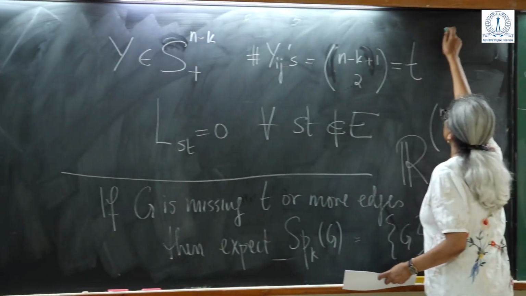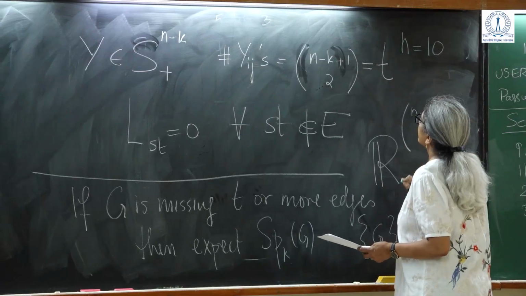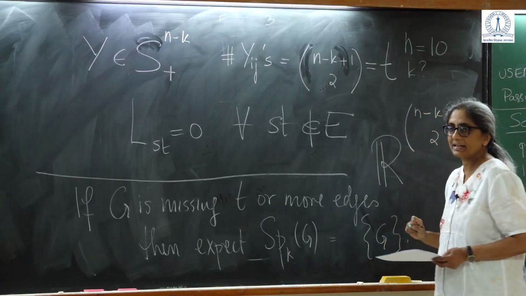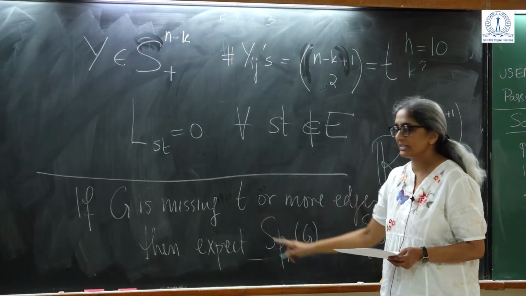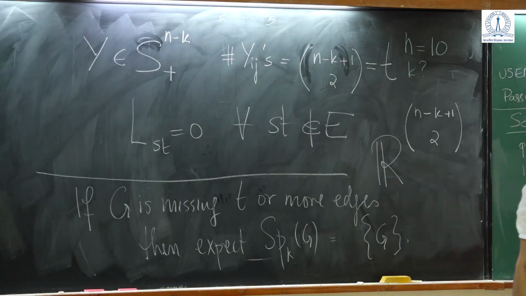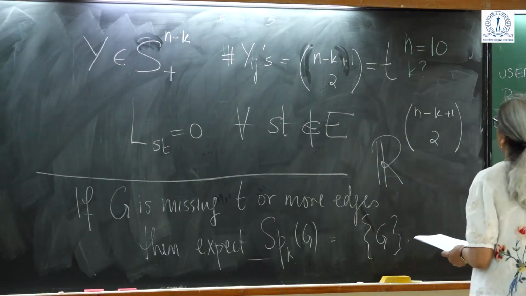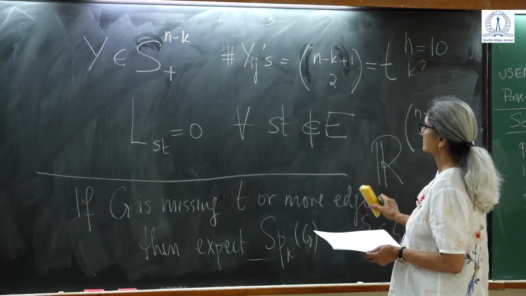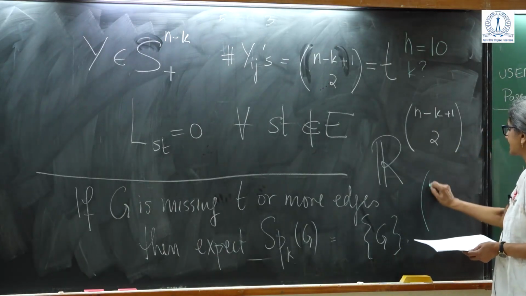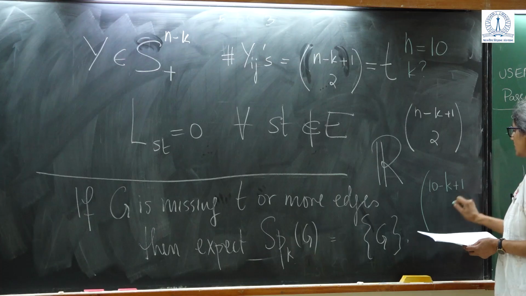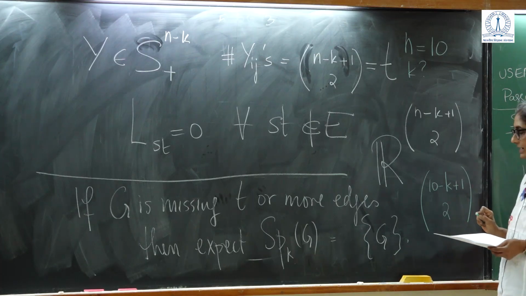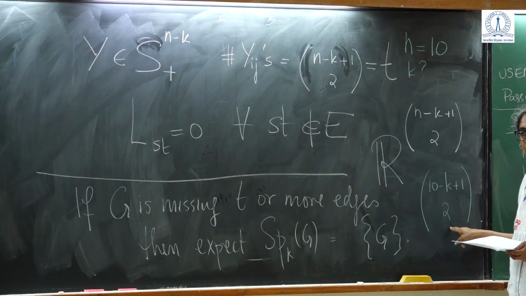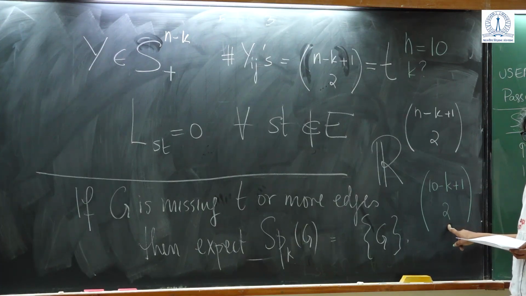So n is 10, okay. K we don't know, we'd like to find k. So if you're missing T or more edges, you'll stop sparsifying, right? So that means, how do we do this calculation? So n choose 2. n is 10. So (10 minus k plus 1) choose 2. This is T, okay? This is the maximum number of edges you're allowed to miss, right? This is 15. K we don't know.